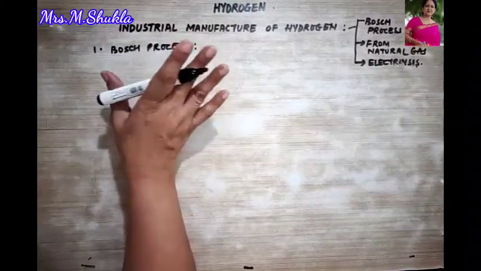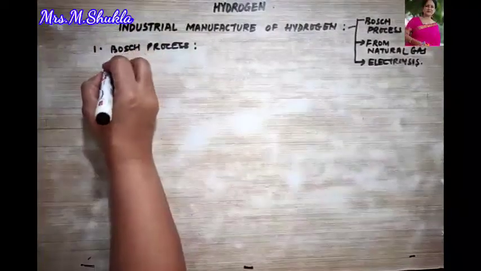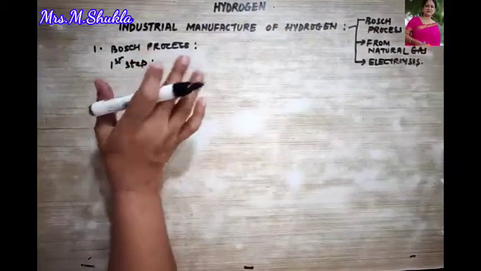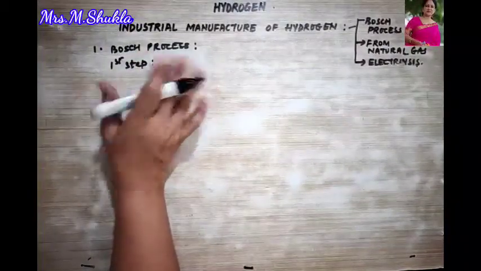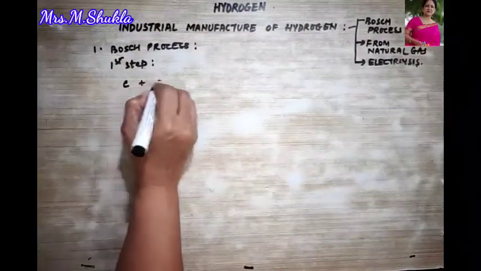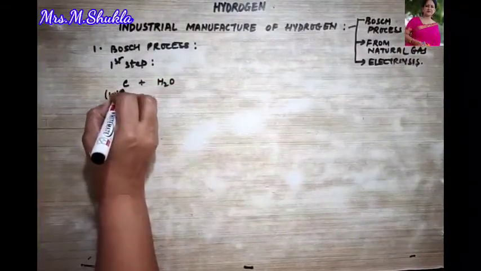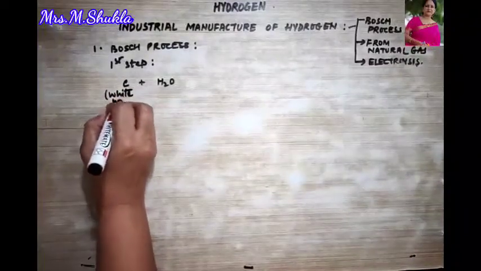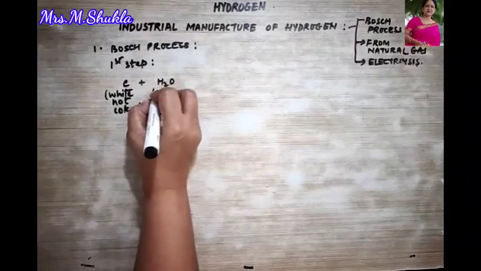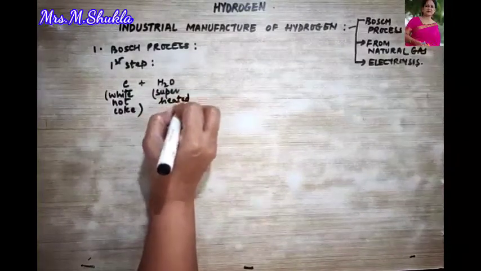It takes place in 4 steps. So what are those 4 steps that we are going to do over here? In the first step we take the superheated steam which is passed through white hot coke. So this is your white hot coke, right? And this is your superheated steam.